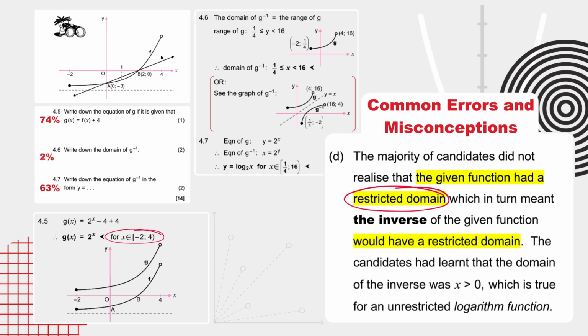And then lastly, from the common errors and misconceptions on this question, the majority of candidates did not realize that the given function had a restricted domain, which in turn meant the inverse of the given function would have a restricted domain. The candidates had learned that the domain of the inverse was x greater than 0, which is true for an unrestricted logarithm function.